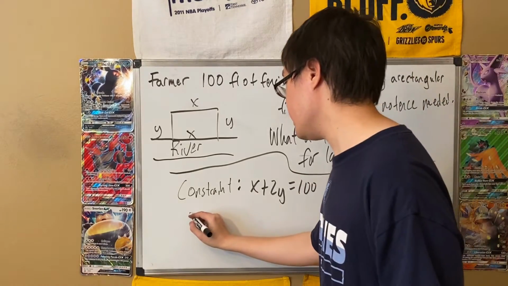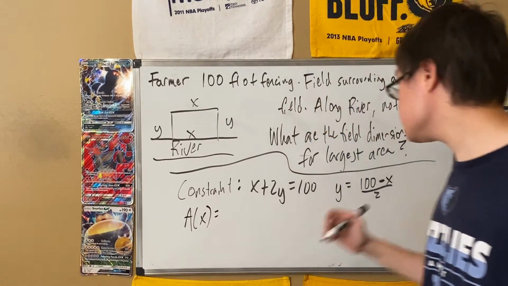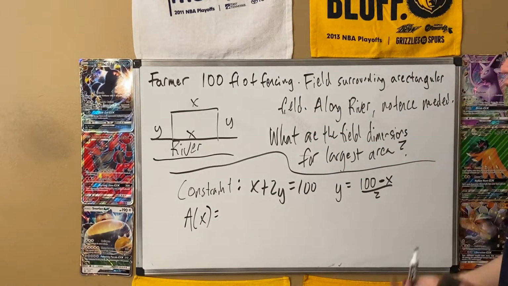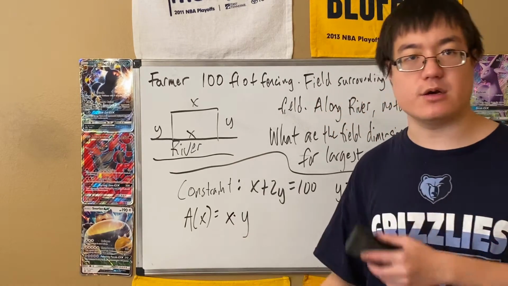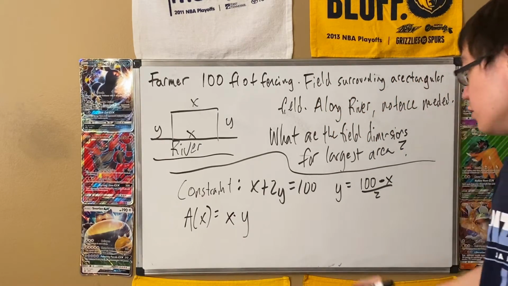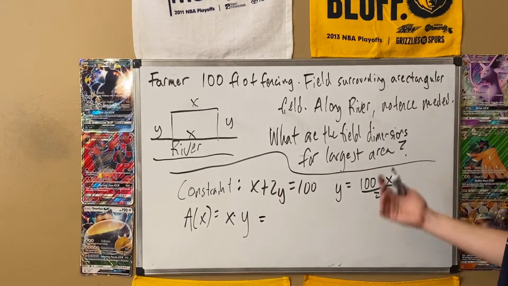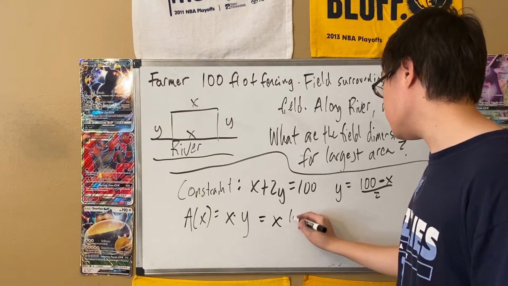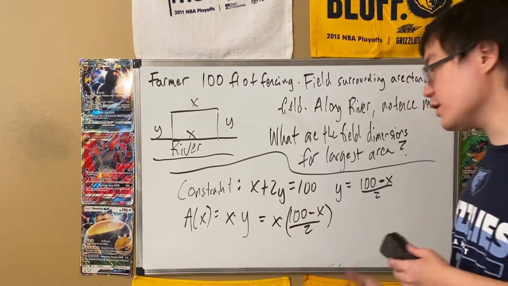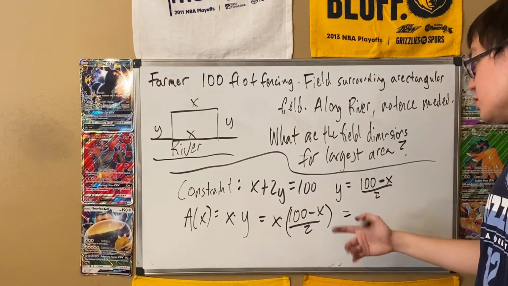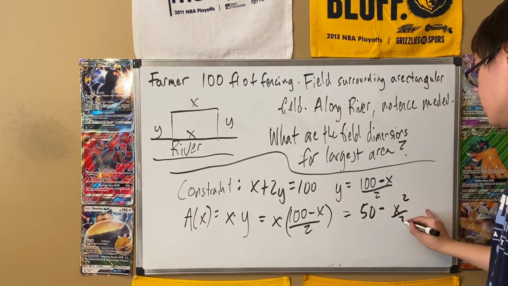So let's write that thing I want to take the maximum of. It's going to be A of x, of course. So what is the area? It's going to be x times y, just like the previous example. We're trying to maximize area, and that's the area of a rectangle. It's going to be x times this because this allows me to change these two variables into one variable. x times 100 minus x over 2. We can distribute this a little bit. So it's going to be 50x minus x squared over 2.